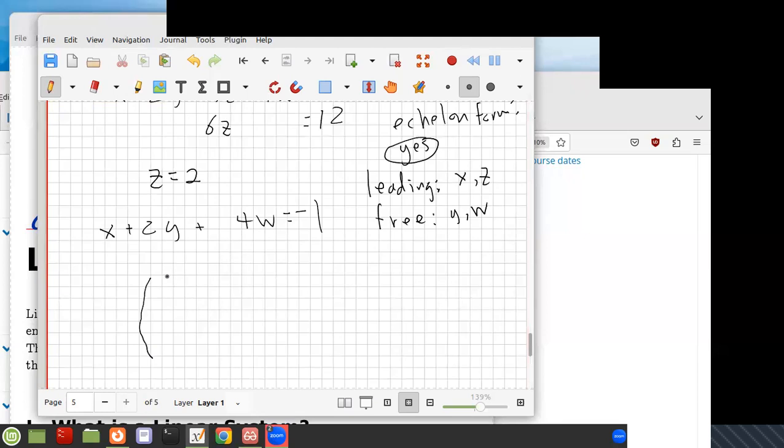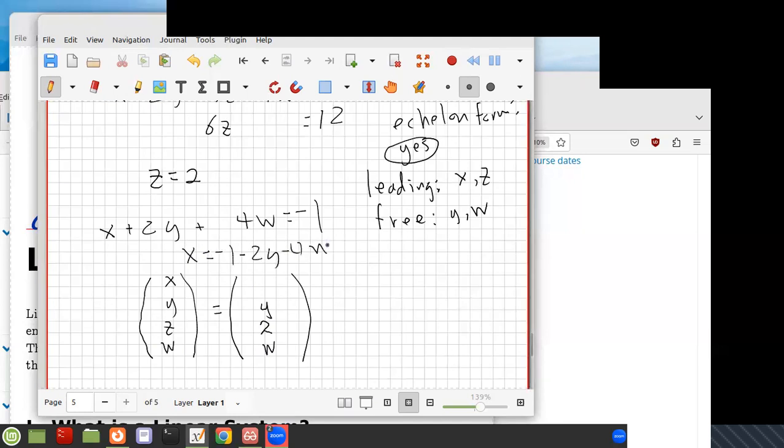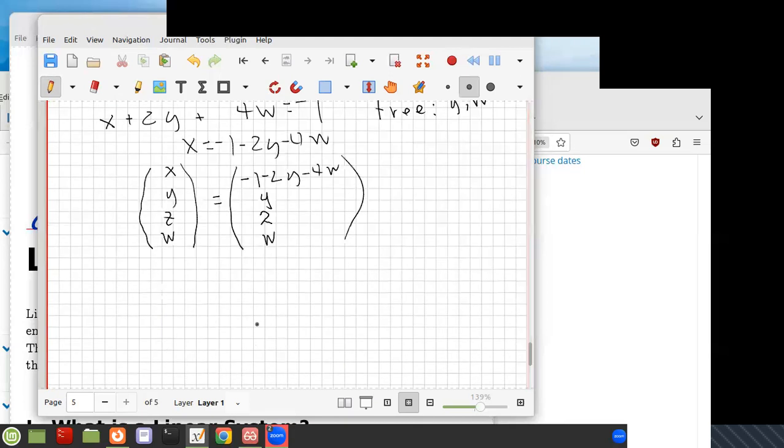Okay. Now, to be formal, you're going to have a vector, and it's going to have X, Y, Z, and W, 4 components. And what do we know? Well, we know that Z is 2. We don't know anything about Y and W because they're going to be free variables. And then X is this thing here. If we solve this for X, it's going to equal -1 -2Y -4W. So I have -1, -2Y, -4W. You can't stop here. One of the problems that people had in assignment 0 was to stop here.